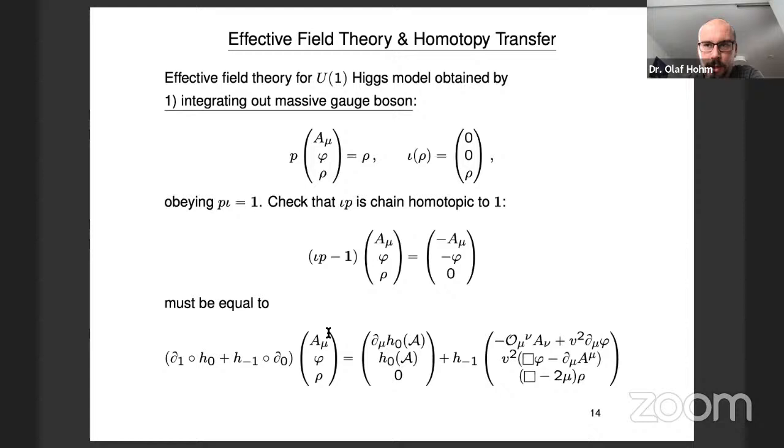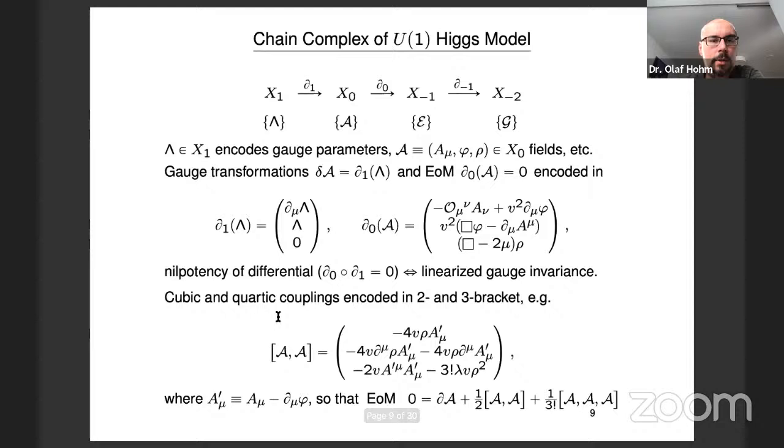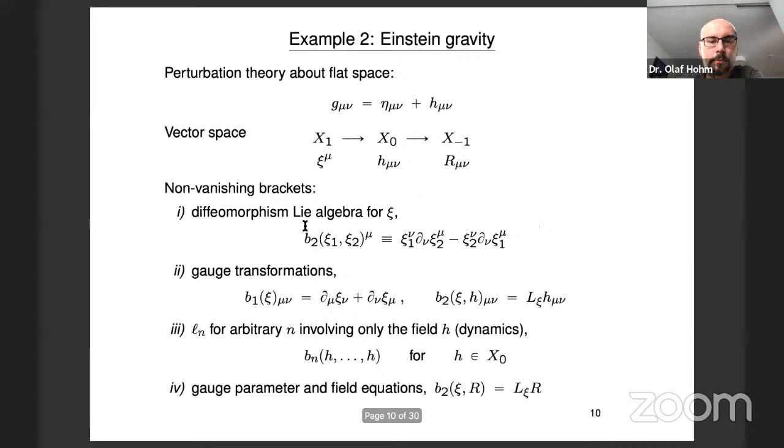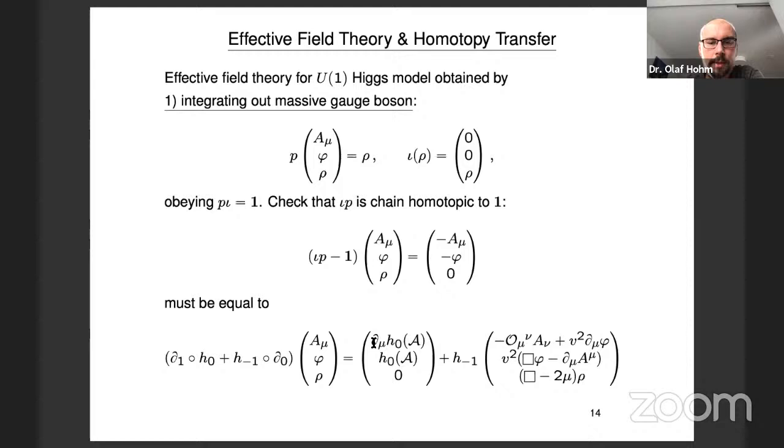So I have an H0 of A. And then I act with the differential, which was the differential defining the gauge symmetry, which was given here: d mu lambda and lambda. So this is the action of the differential. And then I have the second term, where now I act with partial zero. That gives the field equation. And then I have an H minus one step further, acting from the space of field equations back to the space of fields. So this I have to obey.